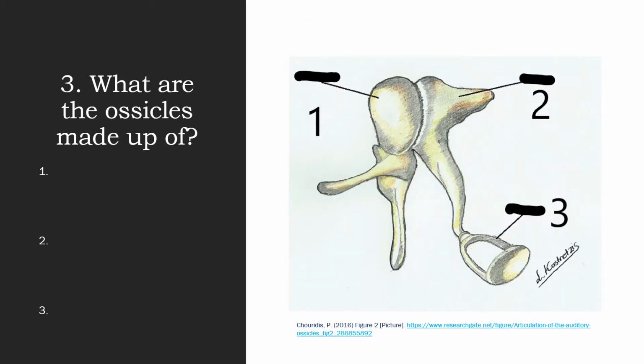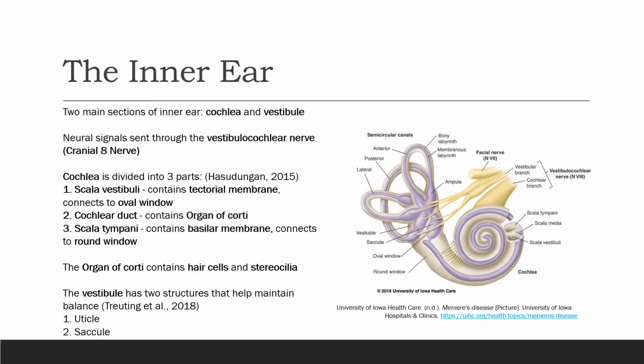For the third quiz question, what are the three tiny bones that make up the ossicles? Number 1 is the malleus, number 2 is the incus, and number 3 is the stapes. Now moving on to the inner ear.